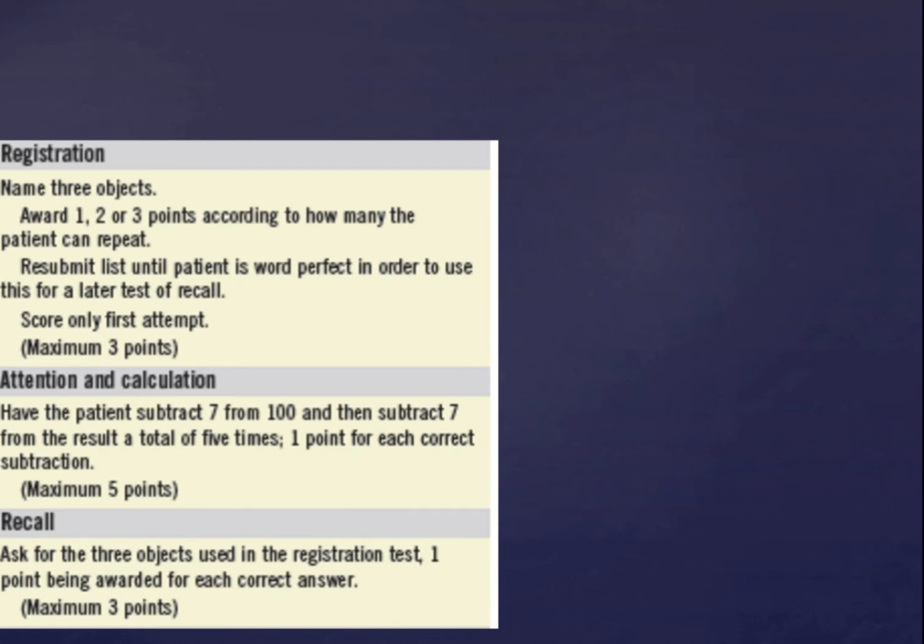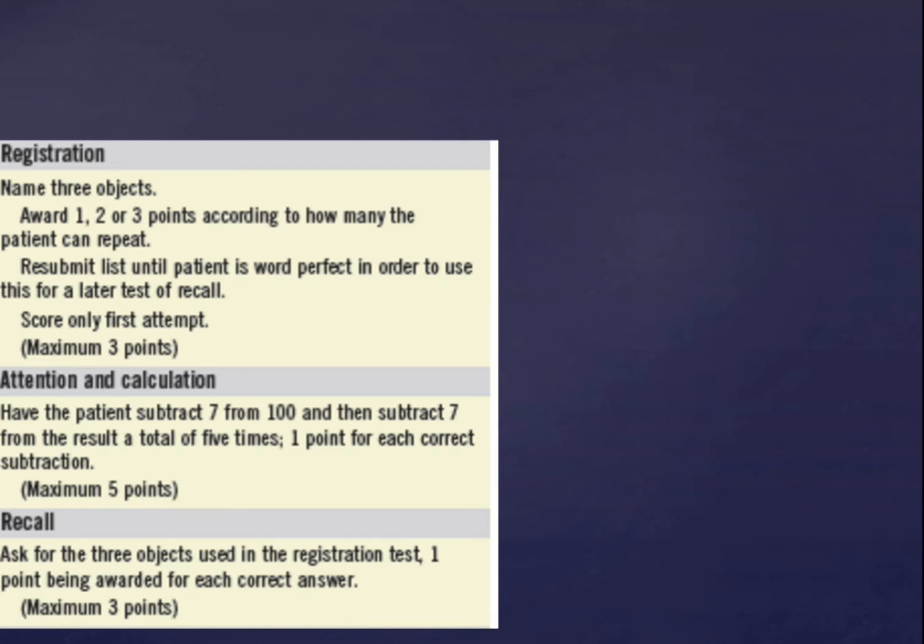The next portion is attention and calculation. So you have to ask them to subtract 7 from 100 and then subtract 7 from the result a total of 5 times. And you get 1 point for each correct subtraction, so you get a maximum of 5 points.